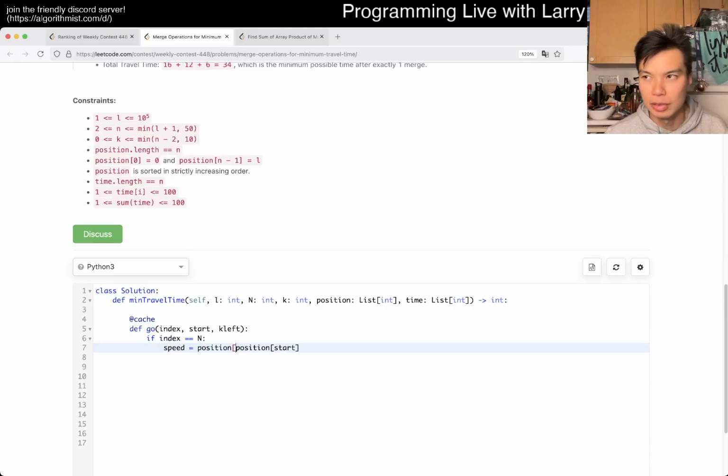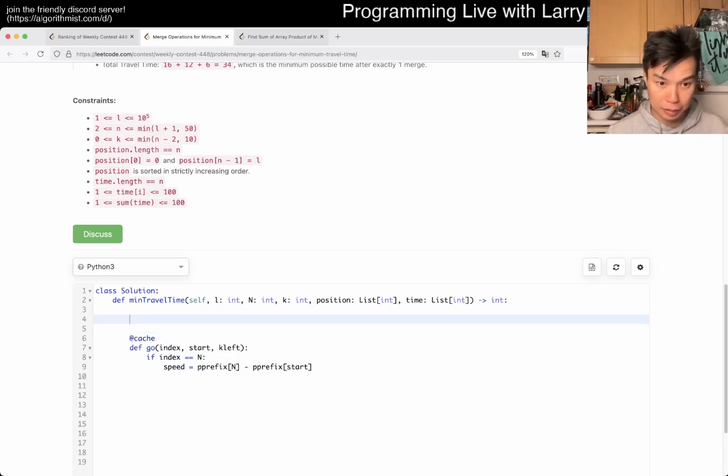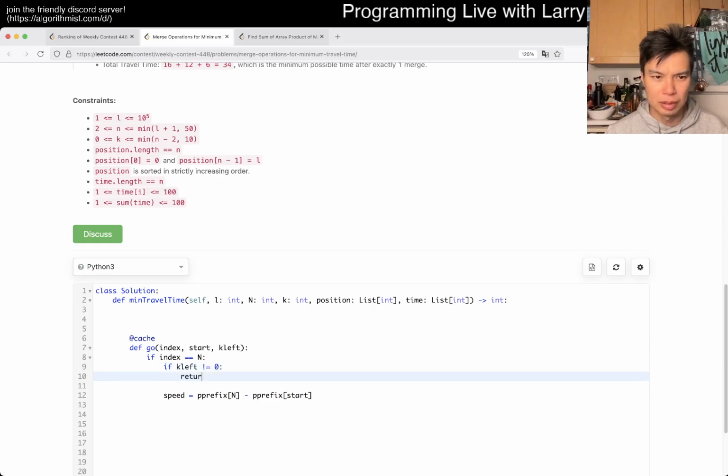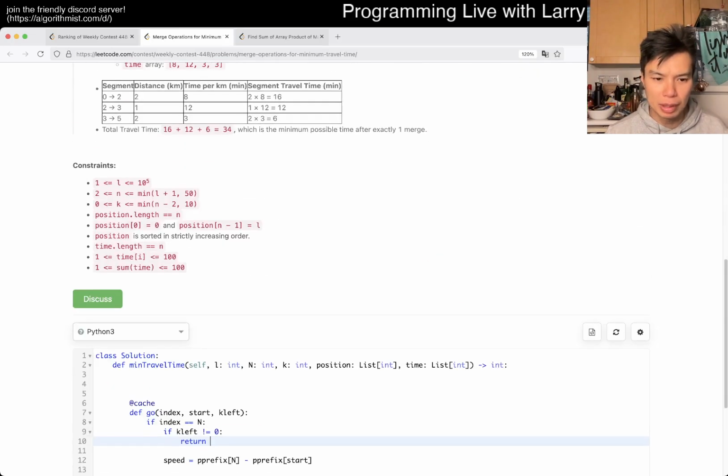All the way to the end, right? So in this case, it would be all the way to the end. So maybe like n. It's not this, it's p. What's it called? Prefix maybe. We have to do also k left is equal to 0, I guess. Return minimum time, so infinity. Right.